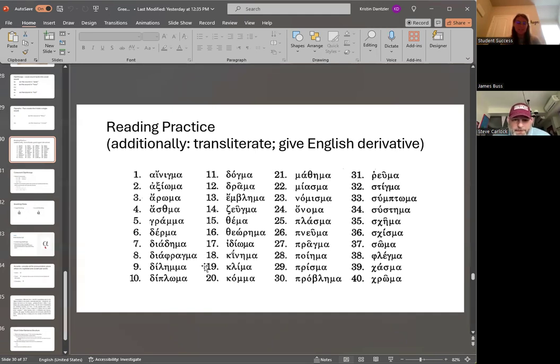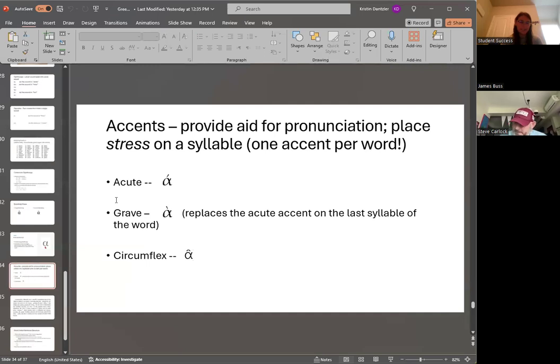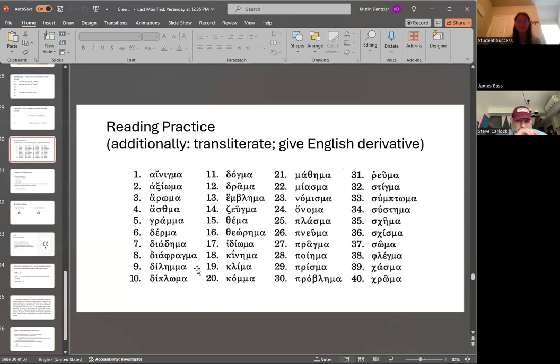I'll go ahead and have you, Steve, do 19. Well, I started working on it, but I don't know the third letter symbol with the accent over it. Is that an I? Yes, that is an iota, and I'll go back here real quick. That is an acute accent. So would it be klima? Yeah, klima. Yes, good. Would that be kind of like climate? Yeah, very good. Exactly. All right, James, 20.